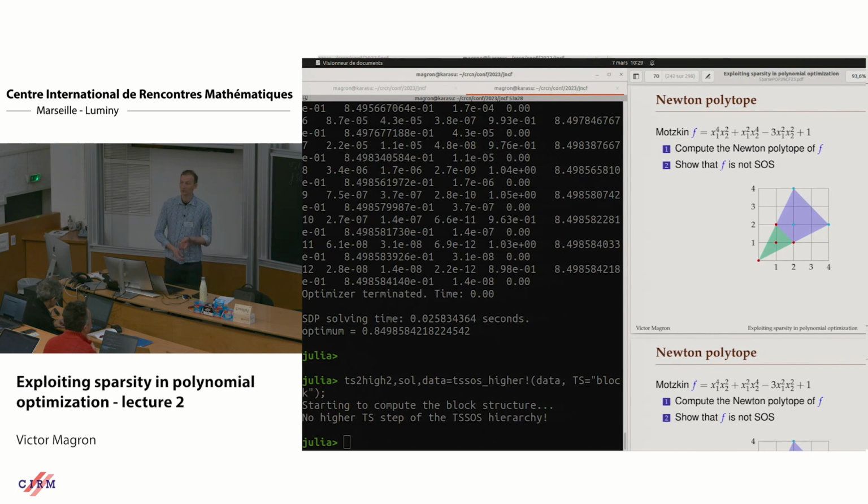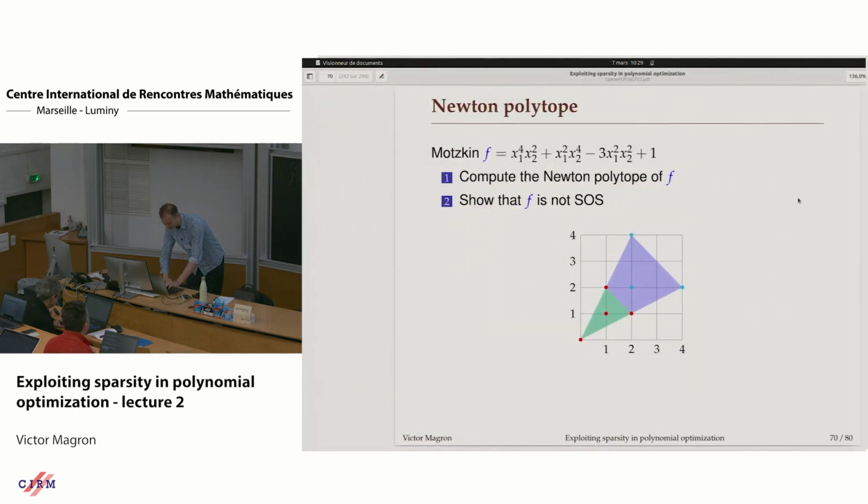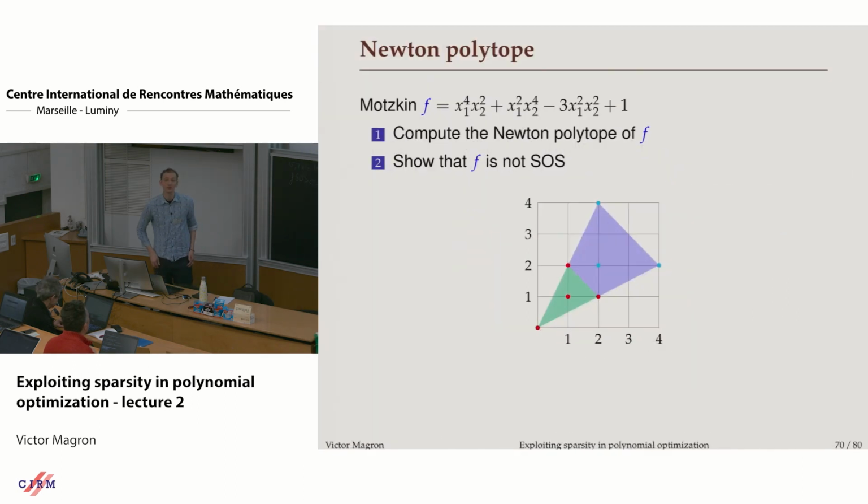Who doesn't know about the Motzkin polynomial? Okay, so this is a very famous polynomial because this is maybe the easiest polynomial which is known to be non-negative, but not a sum of squares. So how do you prove that this guy is non-negative?